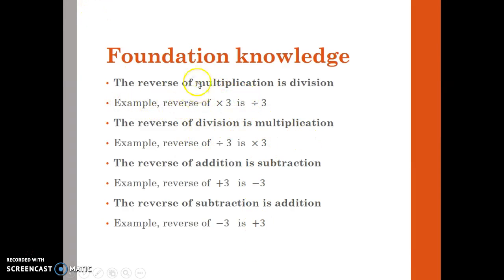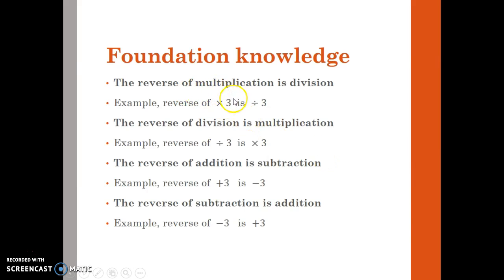Now, you need to learn that the reverse of multiplying is dividing. So the reverse of timesing by 3 would be to divide by 3. The reverse of division is multiplication. So the reverse of dividing by 3 is timesing by 3. The reverse of adding is subtracting. So the reverse of plus 3 is minus 3. The reverse of subtraction is addition. So the reverse of minus 3 is plus 3.